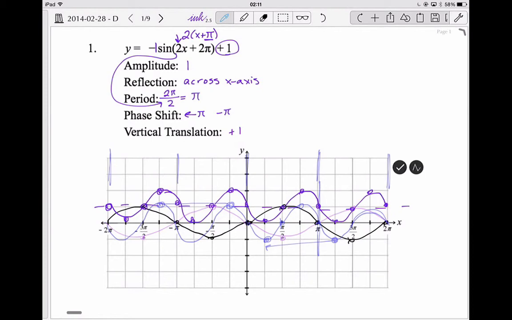Wiggle! Okay, so this is one way of graphing transformations of trig functions: start with your original function, then start doing the transformations, beginning with reflections and dilations, then doing translations, which would be the phase shift and the vertical translation.